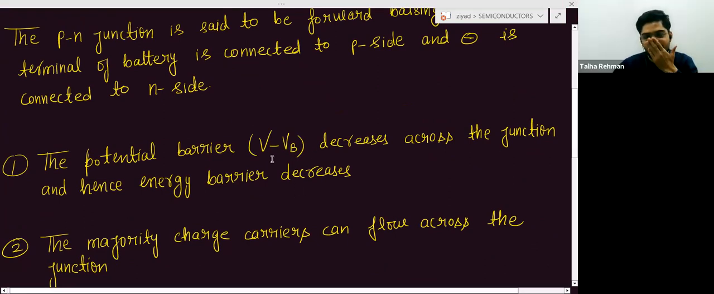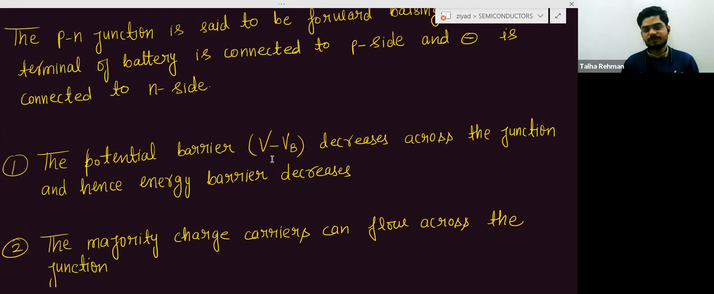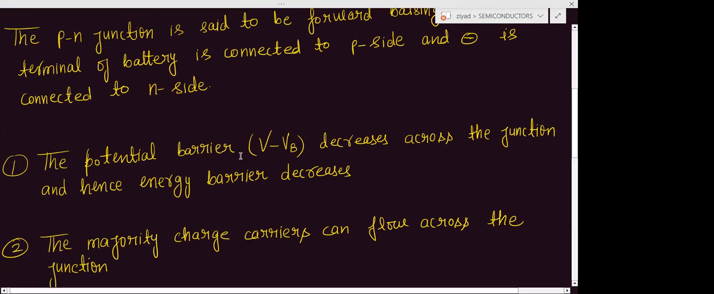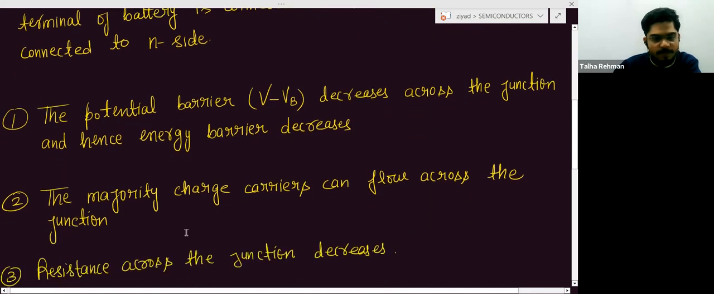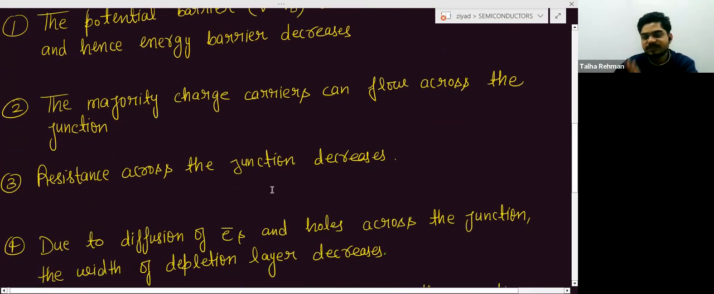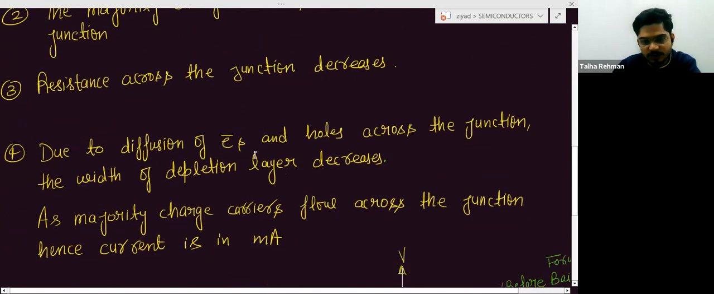But this potential is what? Potential is not a form of energy, but something which is related to energy. So if the potential decreases, then energy will also decrease. So the potential barrier decreases across the junction, hence the energy barrier decreases. So majority charge carriers can flow across the junction. Resistance across the junction decreases due to the diffusion of electrons.